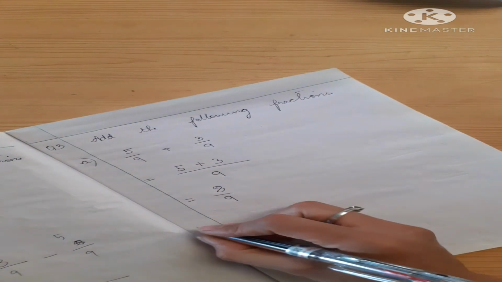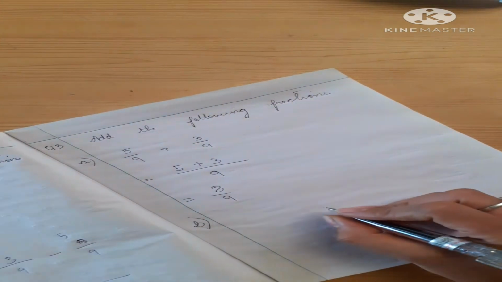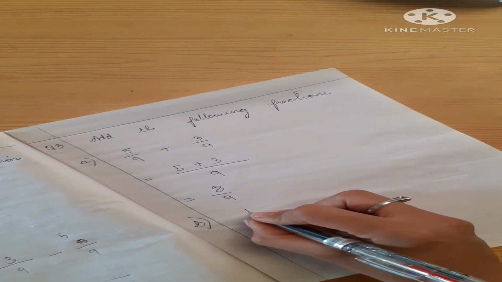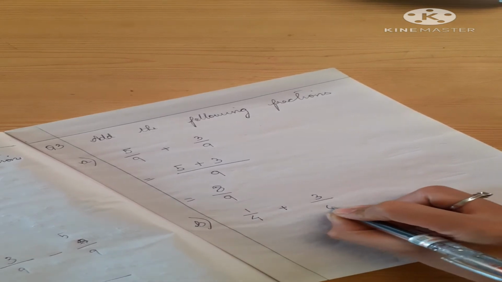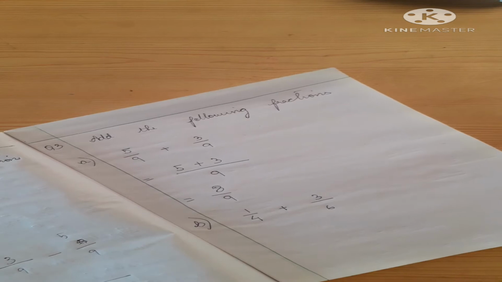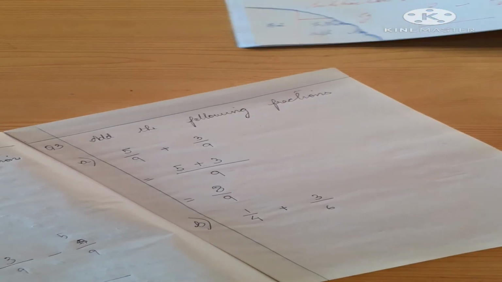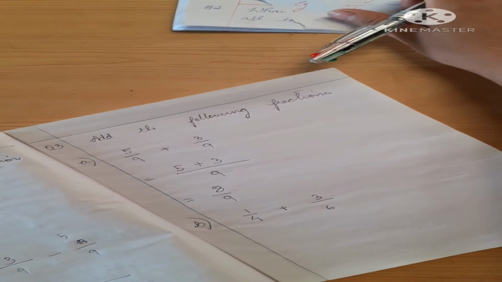Now number B is an unlike fraction: 1 by 4 plus 3 by 6. The first step is to find the LCM of the given denominators. What are the given denominators?